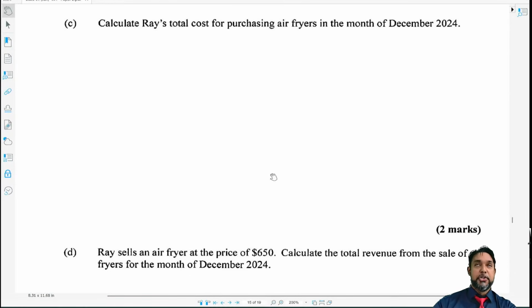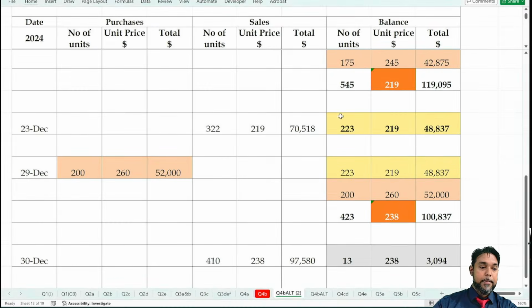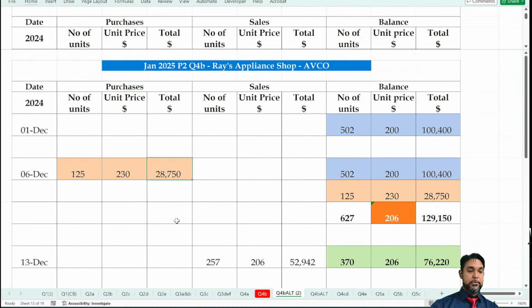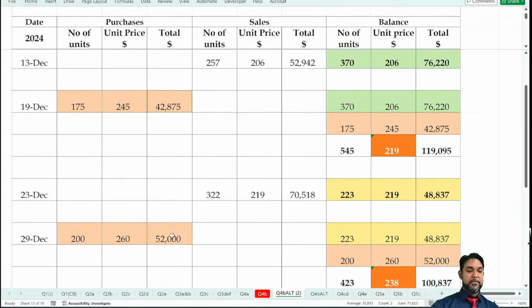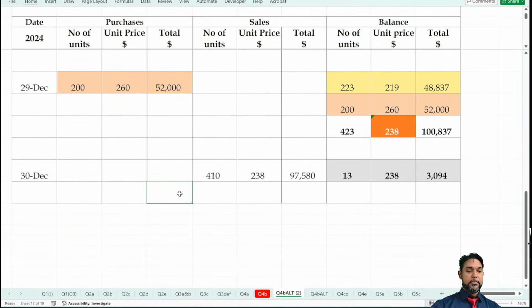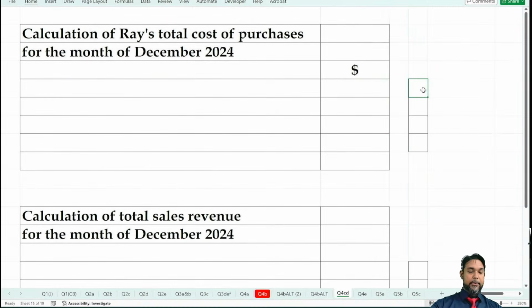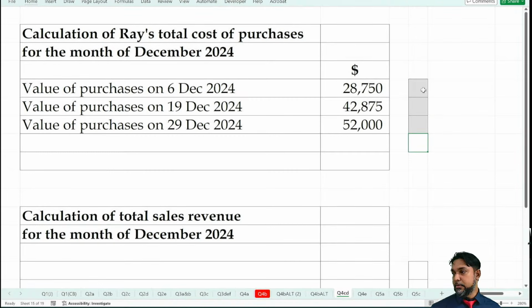Calculate Ray's total cost of purchasing air fryers for the month of December 2024. Okay, what do you want? The total cost of purchasing air fryers. So guess what we have to do? All right, if you go back to your same stock sheet and you go to your purchases column, all you have to do is take all of the purchases. So 28,750, 42,875, and 52,000. So calculation of Ray's total cost of purchases. So the value of purchases on that day plus that. Right. So jot it down, total it up, right?